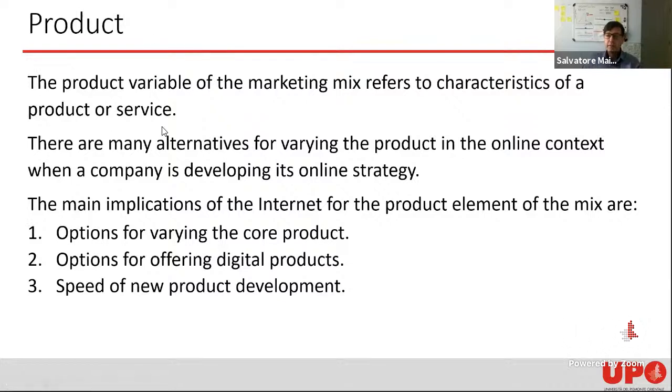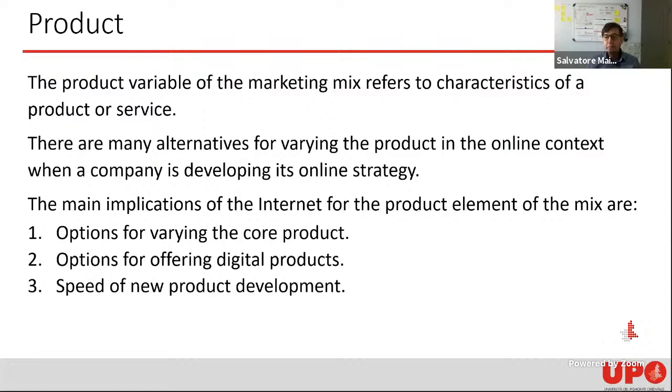The product, right? The main implication of the internet on the product is the option for varying the core product. So I am La Repubblica, La Stampa, Il Corriere, whatever. I'm going to use digital to deliver my product online, and then I'm going to sell advertising spaces. But at the same time, I'm going to say, hey guys, if you pay the membership, you can have access to more material, to more articles, right? As you see, digital shapes the product that you're selling.